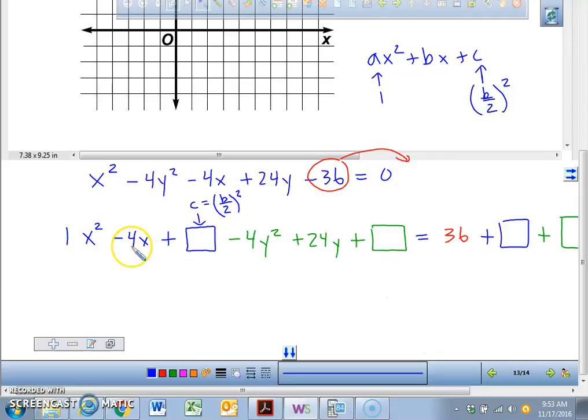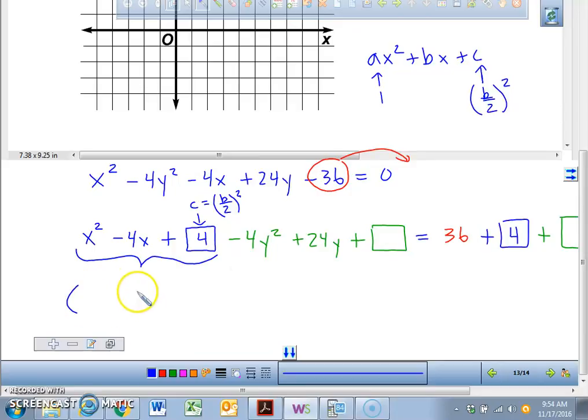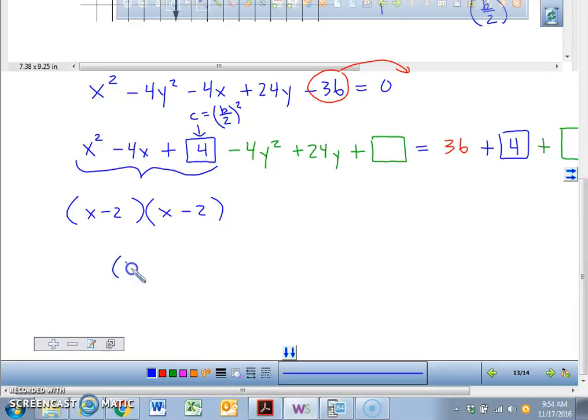So what's half of a negative 4? Negative 2. Negative 2 squared is 4. So if I put a 4 here, I can simply put a 4 there. Okay, and that part's done. Now, what does this factor to? What is x squared minus 4x plus 4 factor to? X minus 2 and x minus 2, which becomes x minus 2 squared. There you go. All right, the next one's a little bit more difficult.